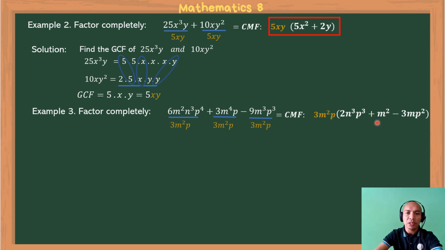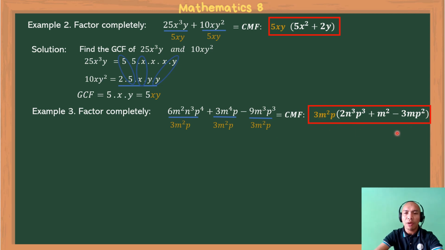Then proceed to the succeeding term. So 3 and 3 is 1, so cancel that out. Then m to the 4th divided by m squared, subtract the exponents: 4 minus 2 is m squared. So cancel out p because their quotient is equal to 1. Then, the last term, 9 divided by 3 is 3. Then m cubed divided by m squared is 3 minus 1, so m. Then p to the power of 3 divided by p, so 3 minus 1, that is p squared.